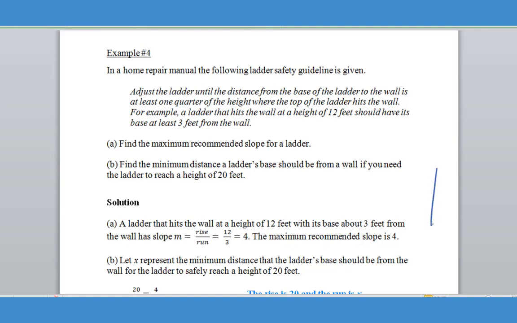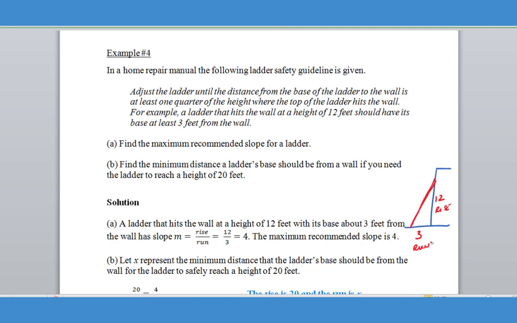And so if we have a wall, and then we have the ground, and then we know that we basically have a ladder here that has a rise of 12 feet up the wall, and that the ladder should be 3 feet from the base. And so of course this would be our rise, and this would be our run based off the given information. And so if we wanted to find the maximum recommended slope, we would do rise over run, which would be 12 over 3 equaling 4. So that's just a visual idea of what slope looks like.